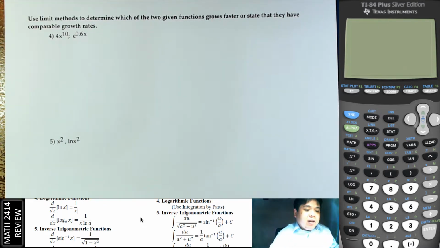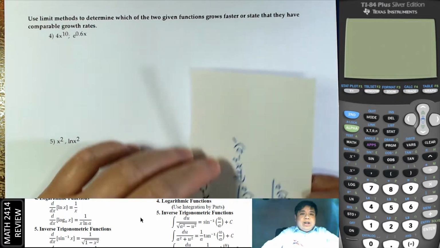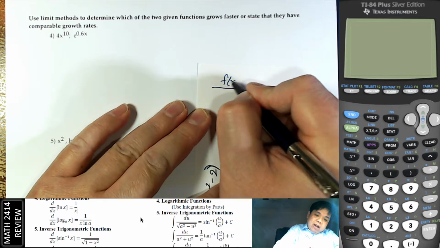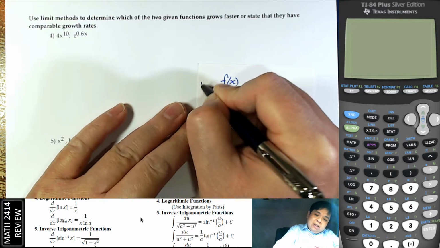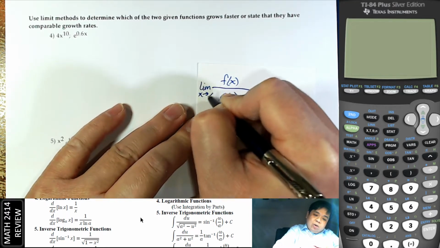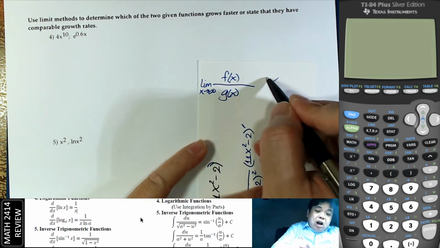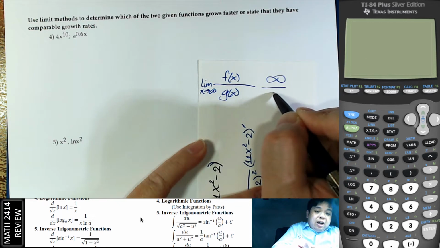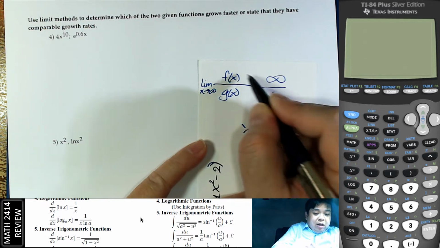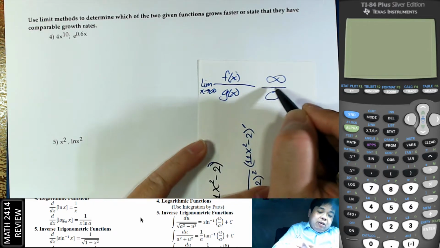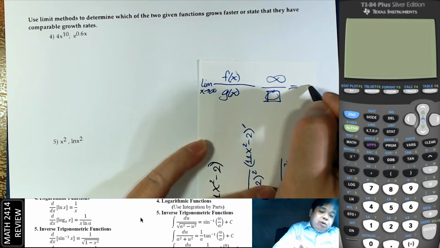Next. Use the limit method to determine which of the two given functions grow faster. So now it goes for the ratio of two functions. I'm just saying f of x, g of x. We have limit going to infinity. So if we have the faster on the top, that means the top will go to infinity faster than the bottom. Therefore we have infinity over something, which is still infinity.